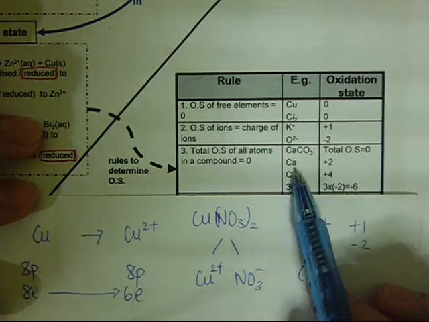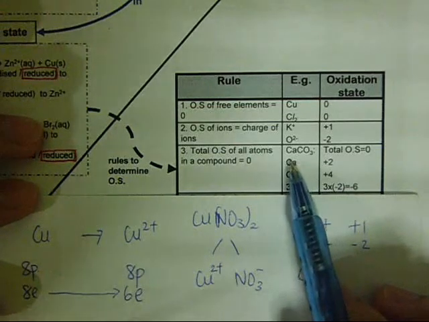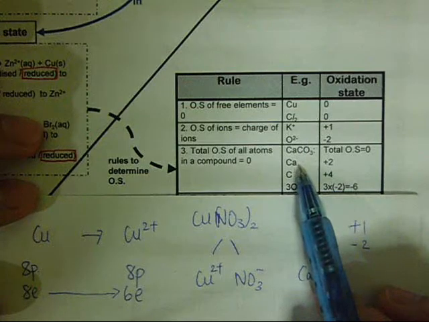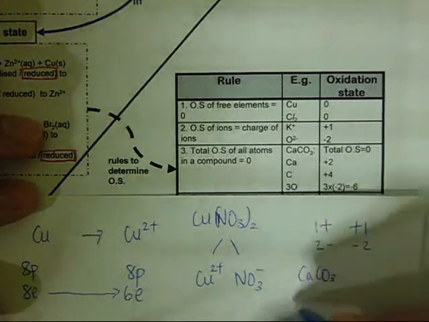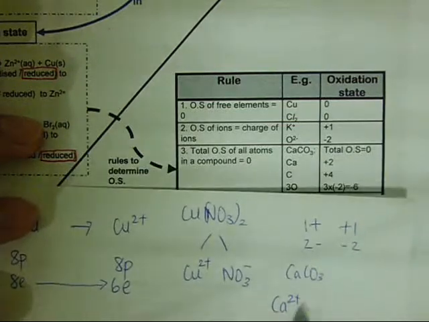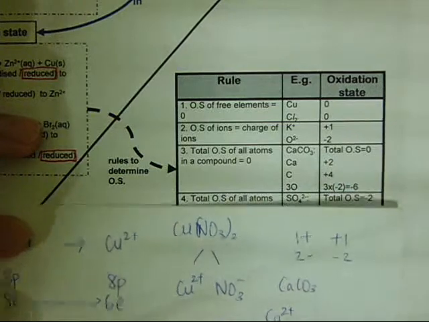For example, calcium. So if you want to find out the oxidation state of calcium in CaCO3, that would be the same with the charge of the calcium. So calcium is in group 2, which means that it forms Ca2 plus. So the charge is plus 2. Okay, likewise for the rest.